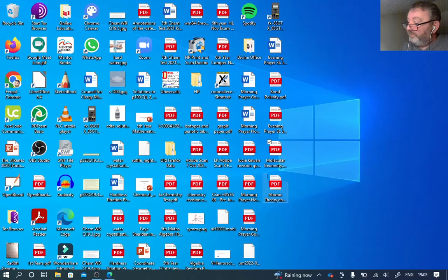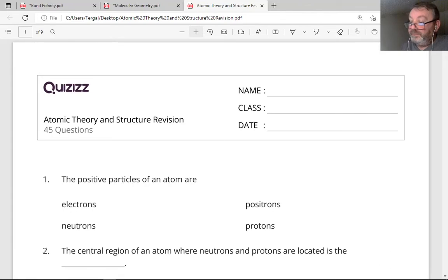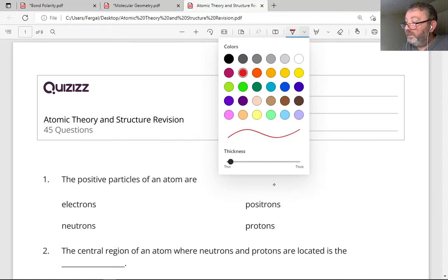Okay, now the big one. Now the atomic theory one. Let's go down through these 40 odd questions. But look, no harm. It's revision at the end of the day. So we get stuck in. The positive particles are, well, we should know that. P for positive, P for proton. Yeah? Again, turn on my little red pen.